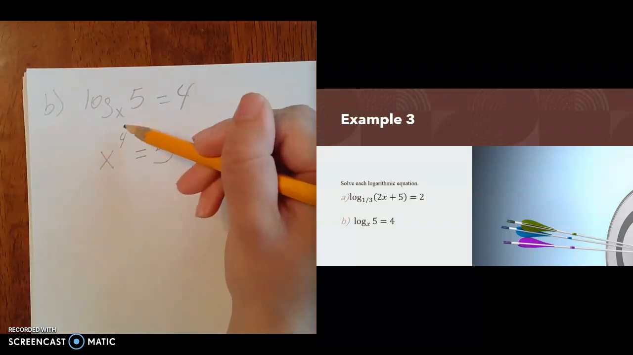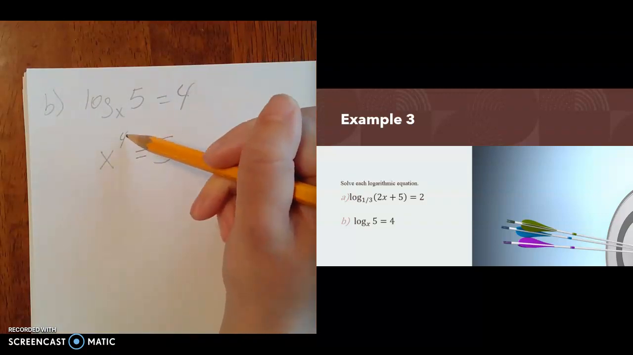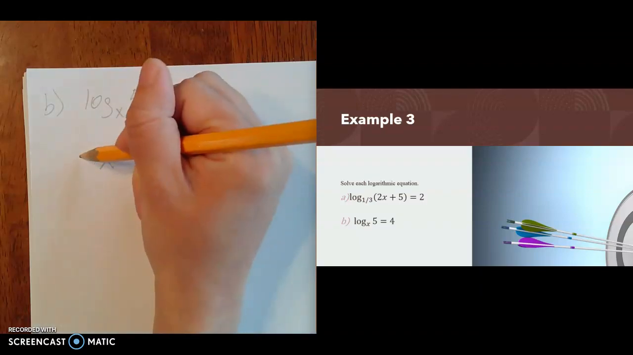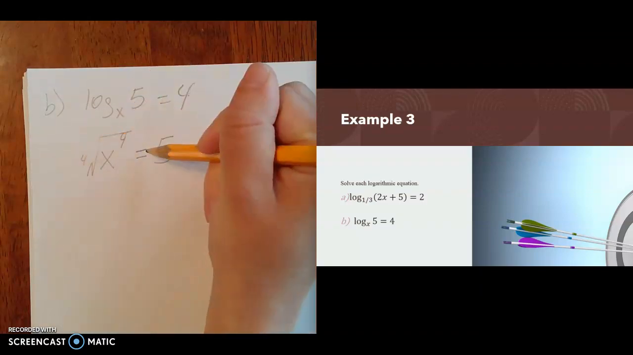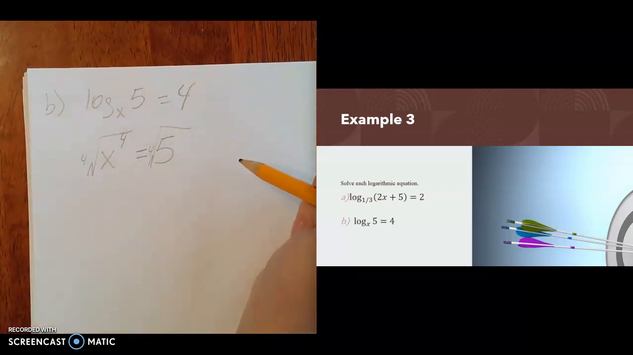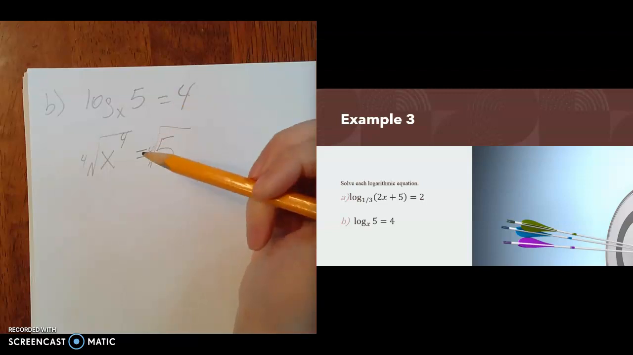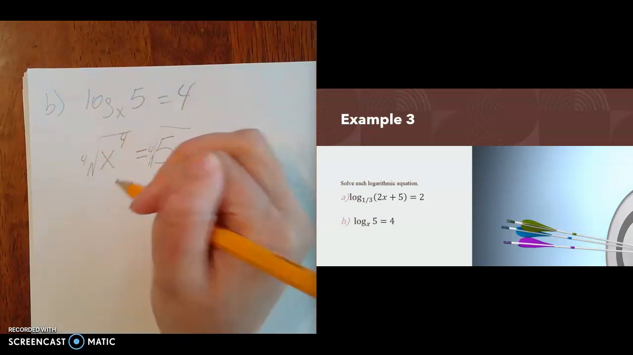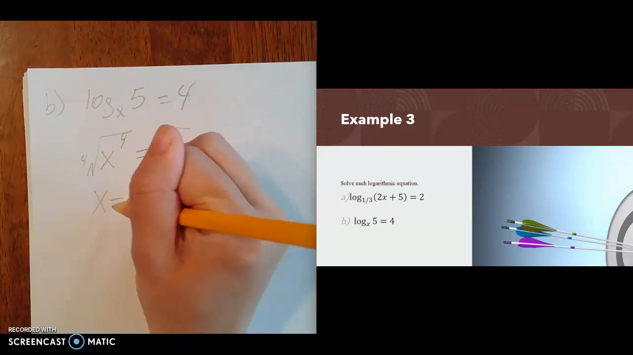Now that it's in exponential form, I want to get x by itself. And you're like, well, I need to get rid of the 4, right? So the opposite of the 4th power would be taking the 4th root. That would be the opposite operation. Whatever you do to one side, we should do to both sides so that we stay in balance. All right, so the 4th root and the 4th power will undo each other. You just have x over here.